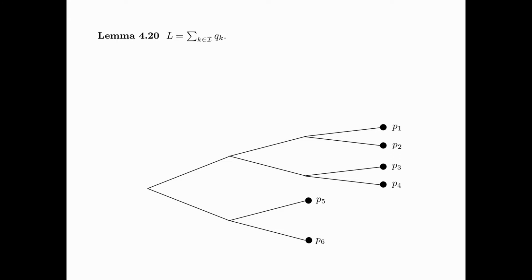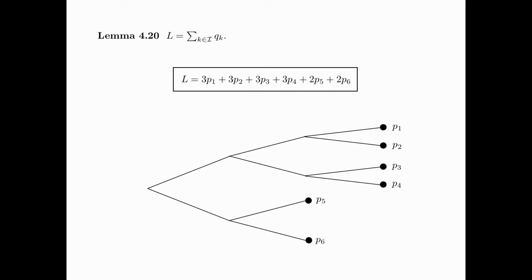Lemma 4.20 says that the expected length of a prefix code, L, can be expressed as the summation of Q_k for all internal nodes k of the code tree. Before we prove this lemma, we first illustrate the proof by means of an example. Consider this prefix code with 6 code words, which are assigned the probabilities P1, P2 up to P6. The expected length of this code is equal to 3 times P1 plus 3 times P2 plus 3 times P3 plus 3 times P4 plus 2 times P5 plus 2 times P6. Let us now focus on the code word that is assigned the probability P1 and trace from this code word back to the root.